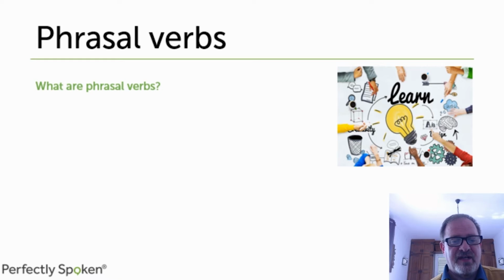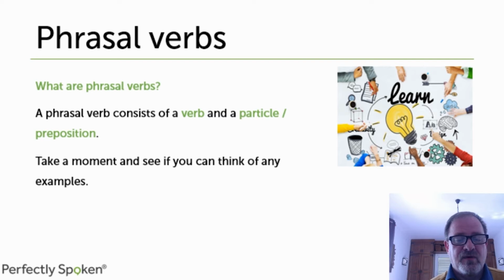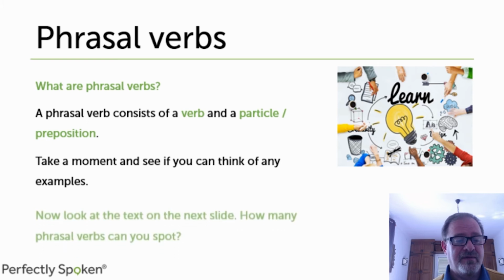So what are phrasal verbs? Phrasal verbs consist of a verb, for example, in bring back, bring is the verb, and a particle. Particle is either a preposition or an adverb. Take a moment and see if you can think of any examples of phrasal verbs. I'm sure if you've studied English for any length of time, you will have come across, it's another phrasal verb, many phrasal verbs. So just take a minute, try to think about it. It's a verb plus a particle, preposition or adverb.